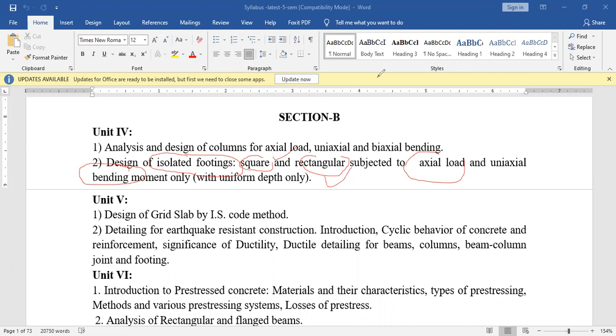Then we do have the grid slab. So grid slab by IS code method, you have to design it. Basically, as I said, slabs, according to loading, will have either one way or two way. But the slab also has different types as well, according to their structure.